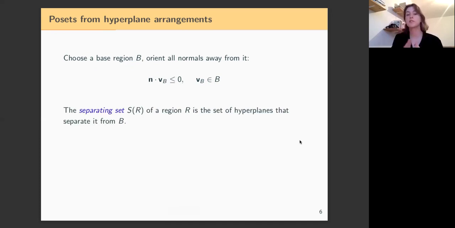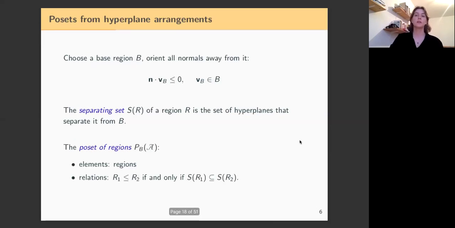Now, to every region, we're going to assign a set of the hyperplanes. This is called the separating set, aptly, because it's the set of hyperplanes that separate this region from the base region. A hyperplane divides your vector space into 2, so you're just checking if your region lies on the same side as the base region. Again, you can verify this by taking a vector inside the region and taking a dot product with the normal to the hyperplane. So now we create a poset where the elements are the regions, and one region is less than or equal to another if the separating sets are contained one in the other.